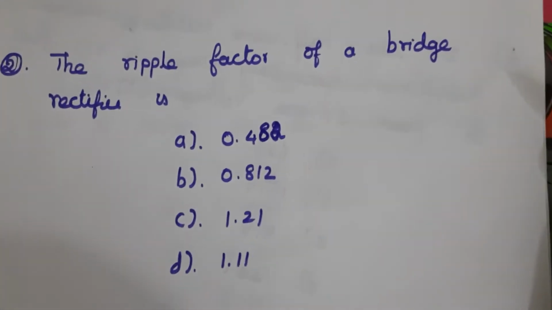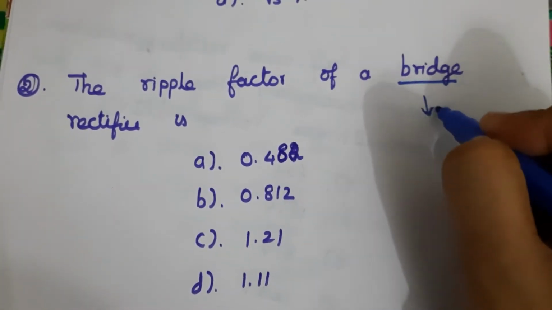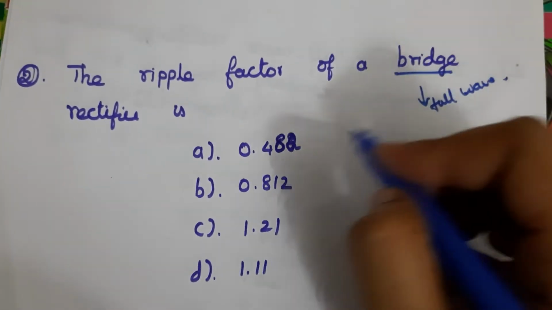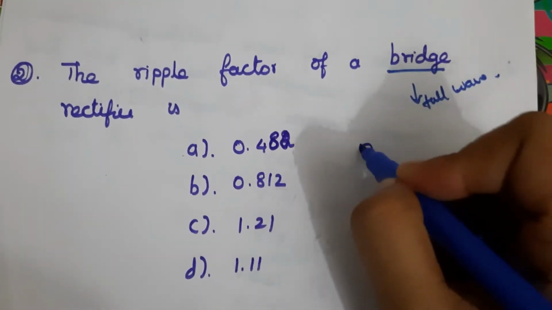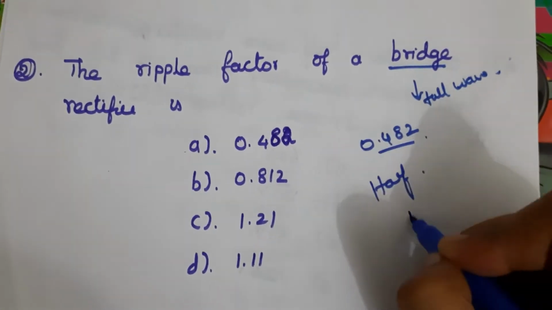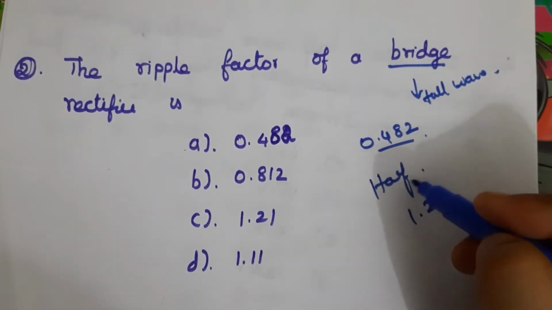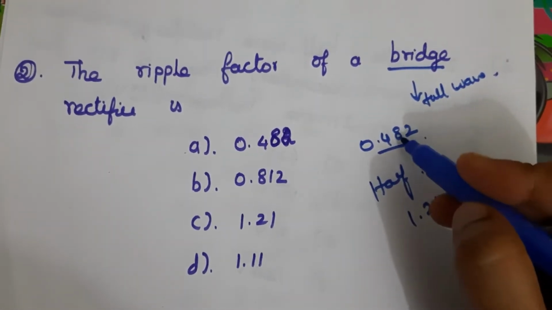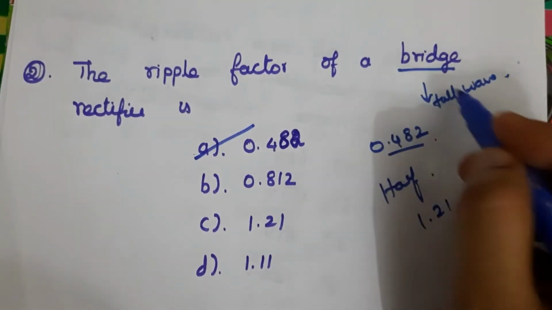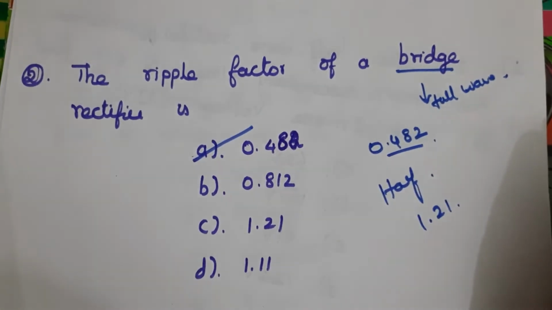And next question, the ripple factor of a bridge rectifier is, and this is a full wave rectifier. For a full wave rectifier the ripple factor is 0.482, and for half wave that is 1.21. So the full wave rectifier value is just half of the half wave rectifier value. So here the answer is A. This is a full wave rectifier, so the answer is A, 0.482.